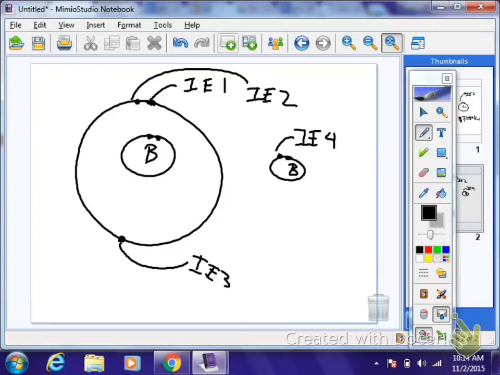All right, group with a lower first ionization energy. What's the group with elements that would be lower ionization energies? Group 1. Yeah, group 1.